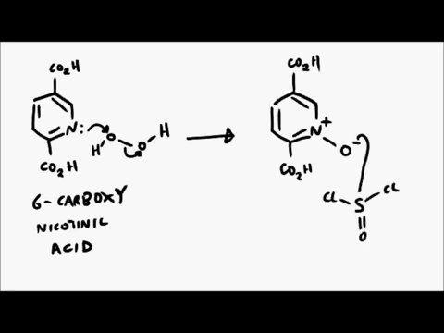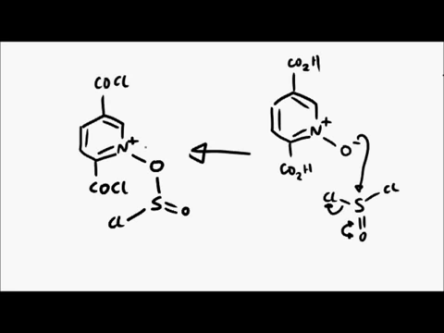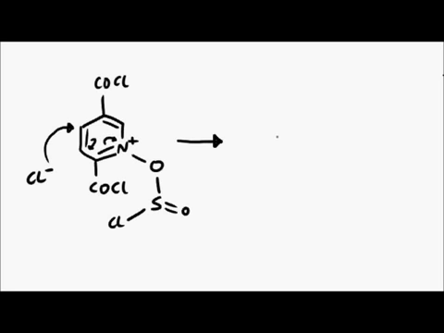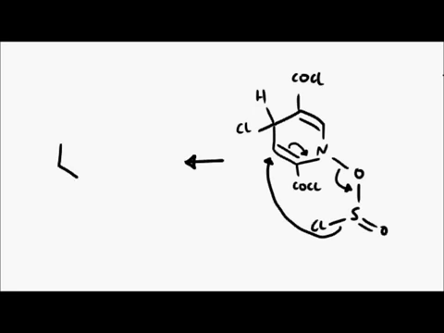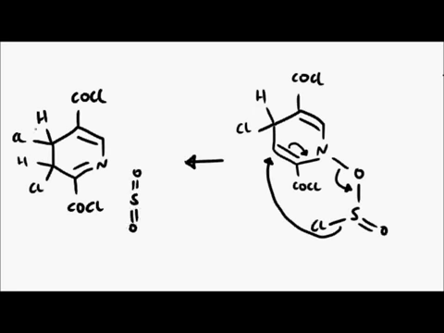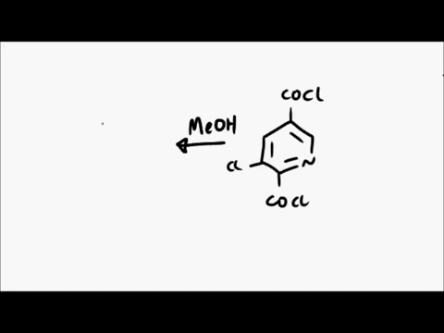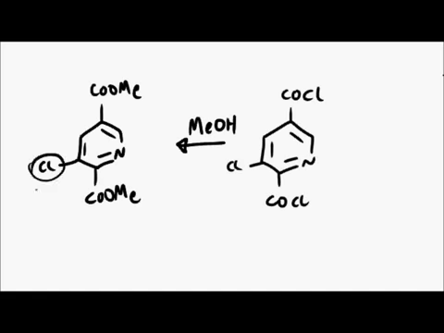The oxygen attacks the sulfur, and a chloride ion is pushed away only to come and attack the ring from the other side. Electrons flow through and neutralize the nitrogen, and the paper postulates the next step was this concerted step to add another chloride. Sulfur dioxide leaves along with a molecule of HCl and substitutes the chlorine in this position. Methanol quenches the reaction and converts the acid chlorides to methyl esters.